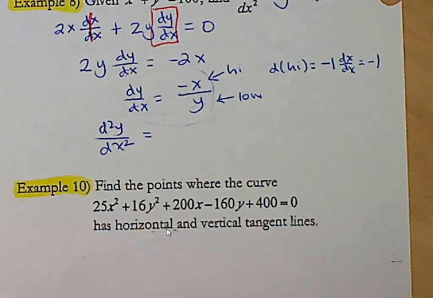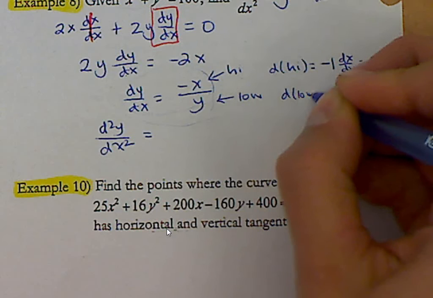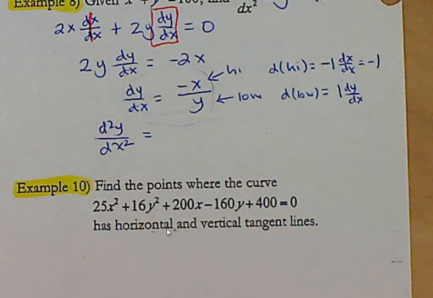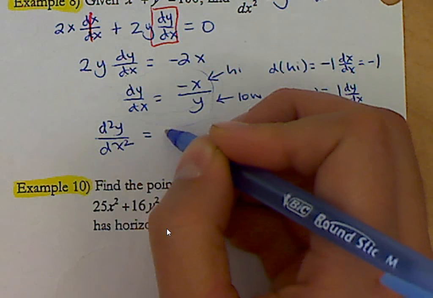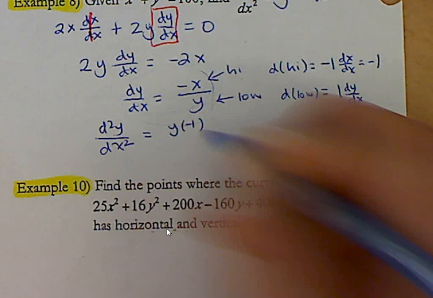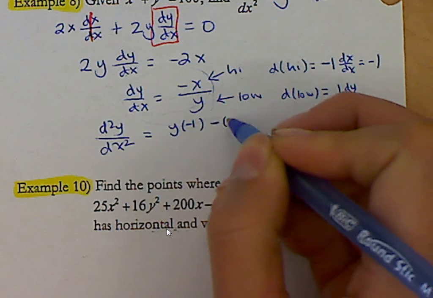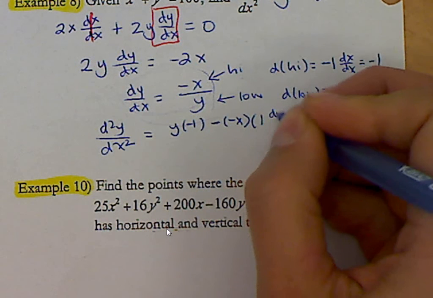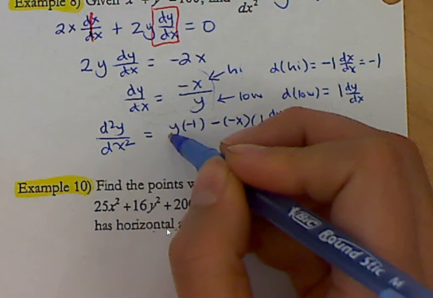And then my d low will equal 1 dy dx. So I have my low d high minus high d low, all over the square of what's below.